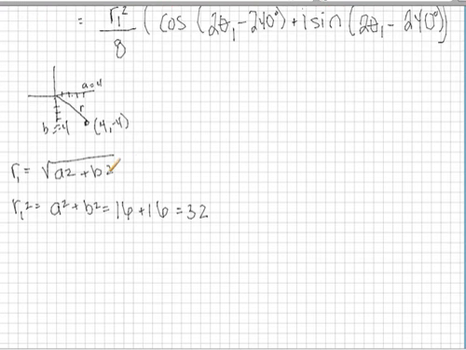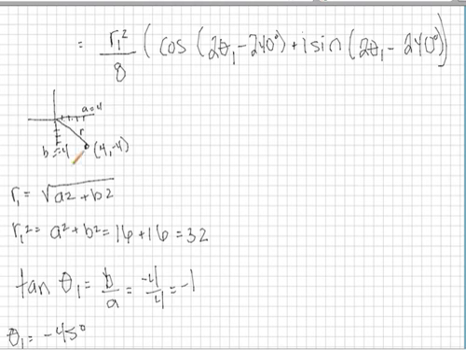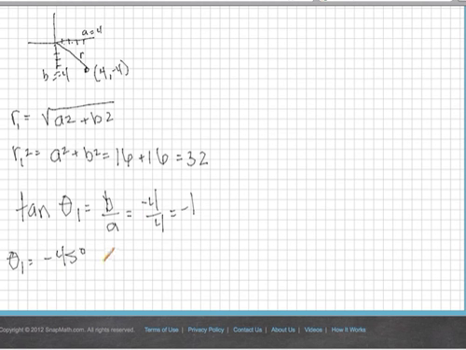Now let's go ahead and find theta 1. I know that the tangent of theta 1 is going to be b over a, which is negative 4 over 4, and that simplifies to negative 1. Theta 1 in this case would be negative 45 degrees. But in the interest of keeping our angles positive, let's go ahead and call that positive 315 degrees. And we'll simplify those angles at the end.